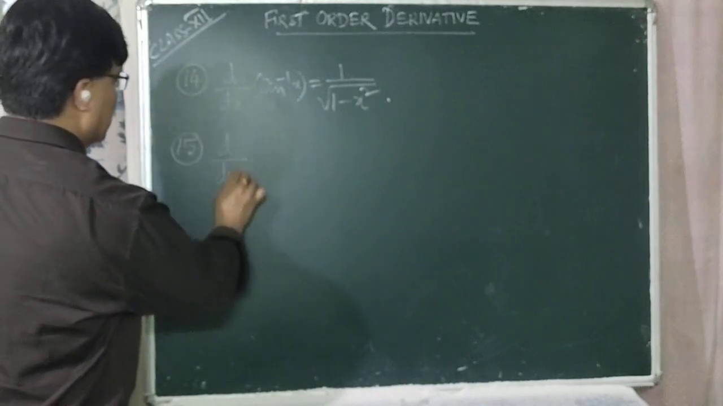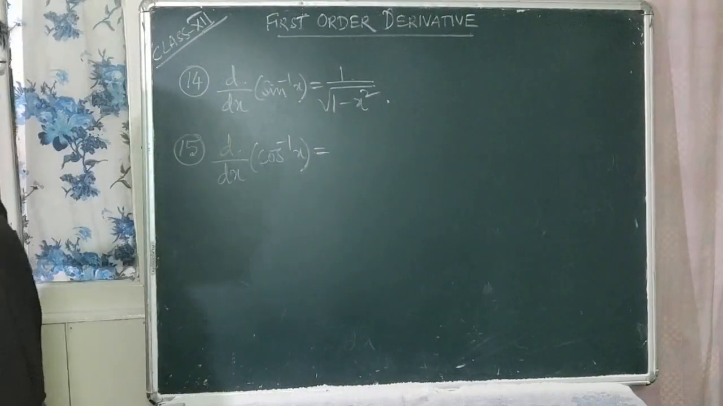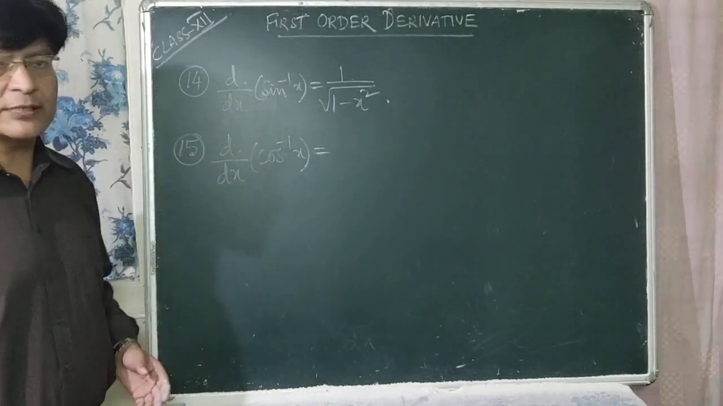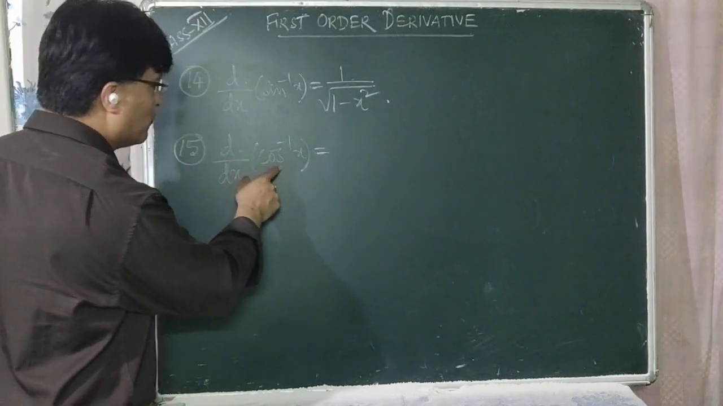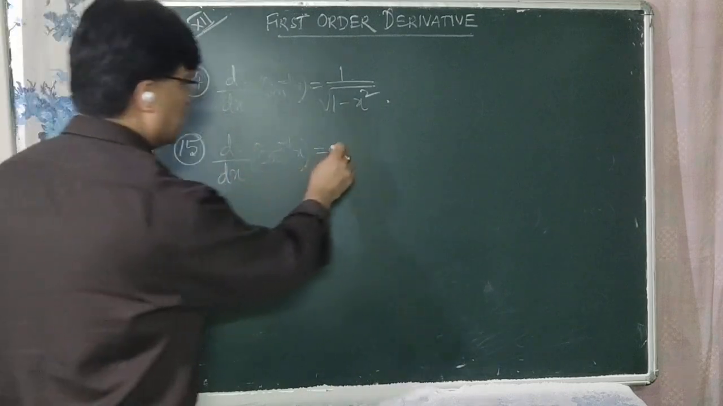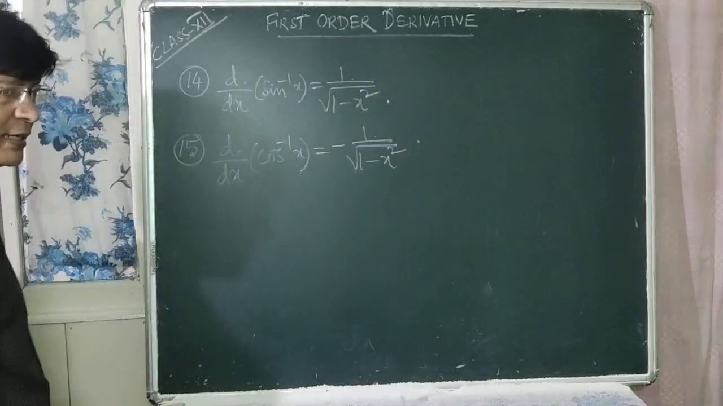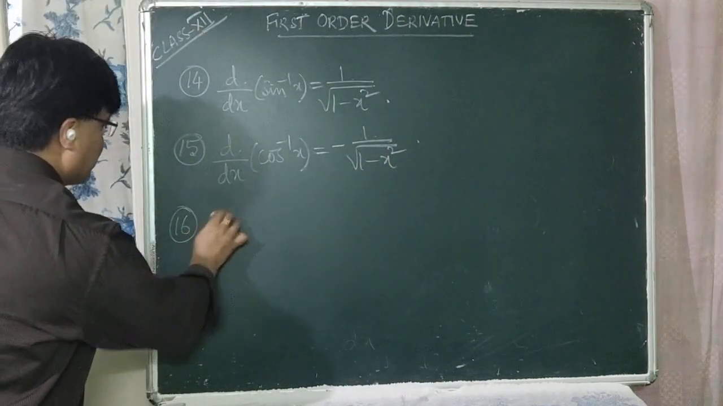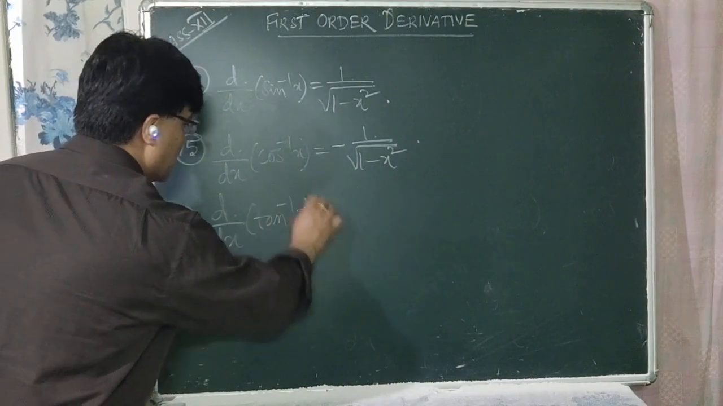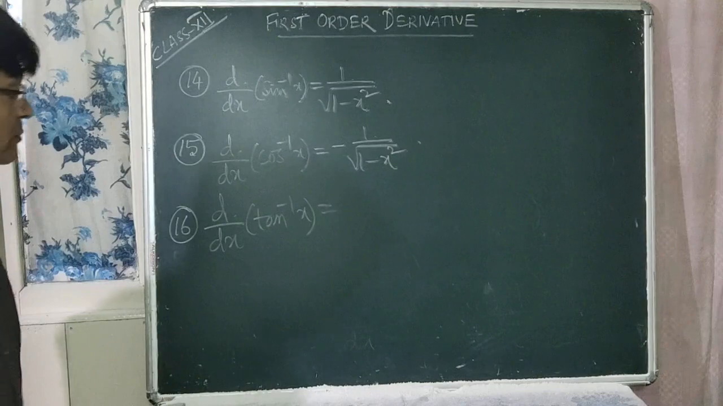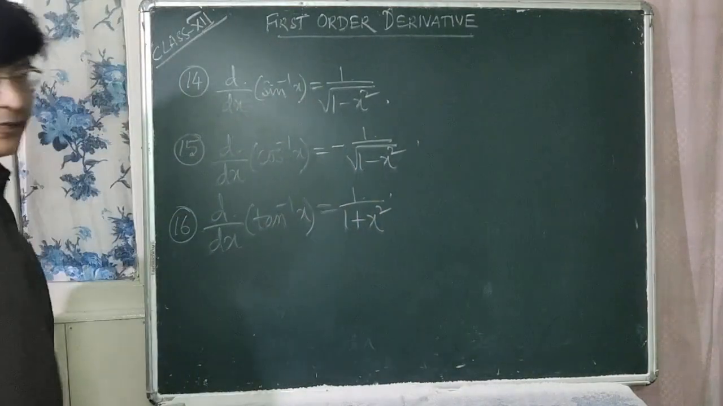15, dy dx of cos inverse x. So the formulas for sin inverse x and cos inverse x are similar, but they are of opposite sign. If the inverse circular function starts from c, so it is negative, minus 1 upon root over 1 minus x square, right? And number 16, dy dx of tan inverse x. So you should know the differentiation of tan inverse x, that is 1 upon 1 plus x square, right?